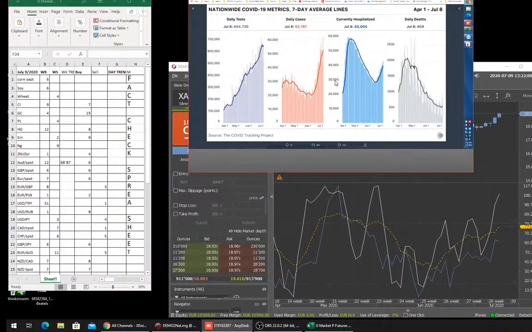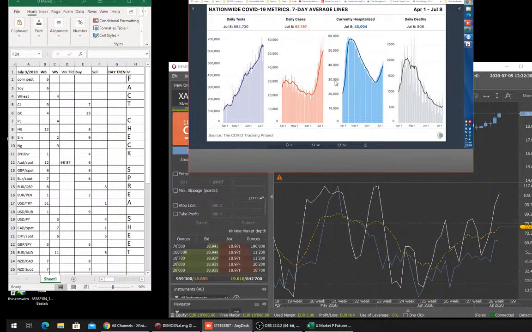Now there's 50,000 cases a day. It's only doubled. It hasn't even doubled. It's less than doubled. So obviously, it's slowing dramatically. And then current hospitalized, there were 20,000 a day in April, and now we're at 40,000. So it's doubled on the amount of hospitalization. Why isn't it?